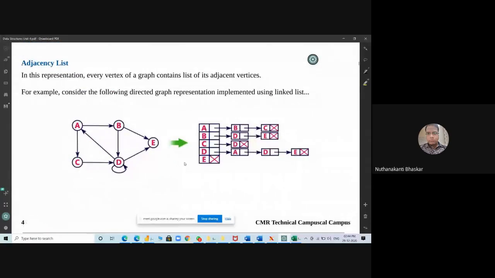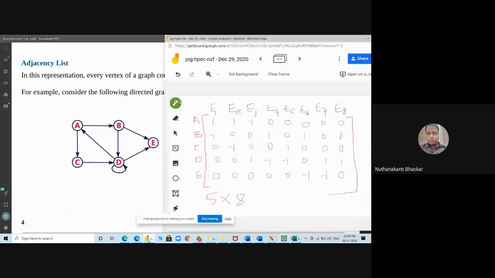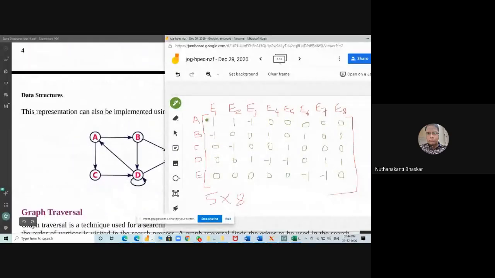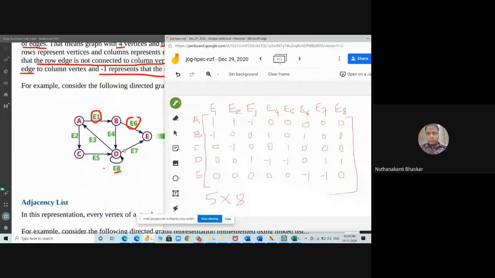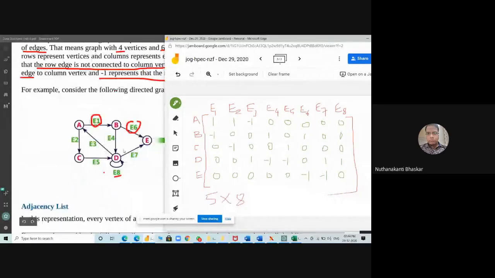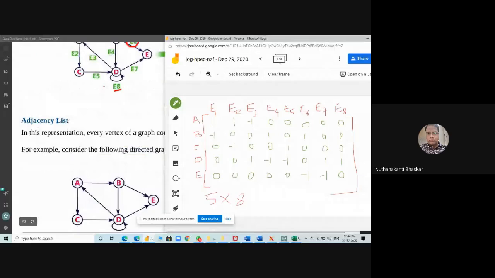So the last one is adjacency list. This adjacency list is based on the linked list mechanism and the array mechanism. Two ways we can use, but this adjacency list and incidence matrix is only for directed graph. Are you clear?